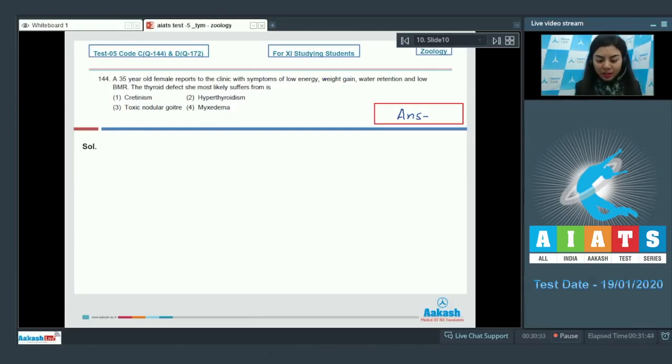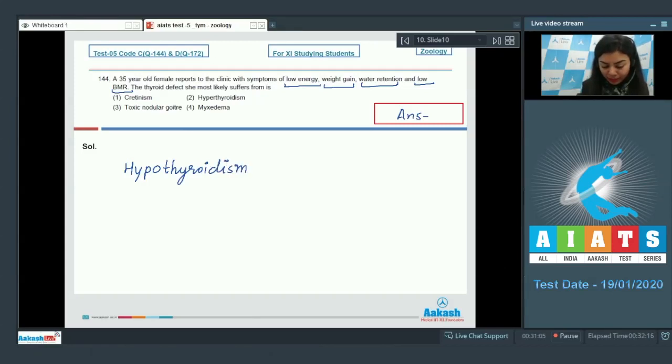The symptoms that are mentioned are low energy, weight gain, water retention, and low metabolic rate. These symptoms can be attributed to decreased level of thyroid hormones in our body, that is hypothyroidism. And the case given in the question is of a 35-year-old female, and deficiency of thyroid hormones in adults results in myxedema. So the right answer here would be option number 4, myxedema. Cretinism is due to hypothyroidism in children.